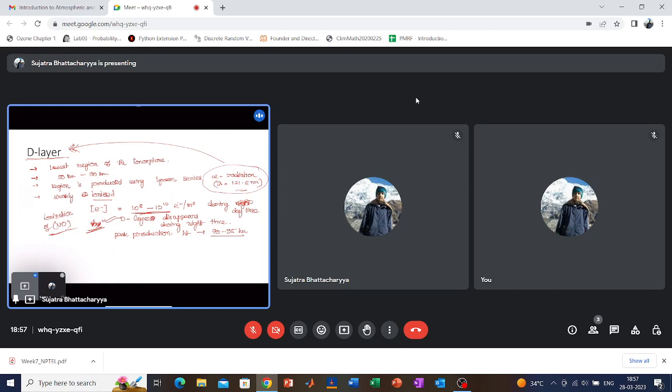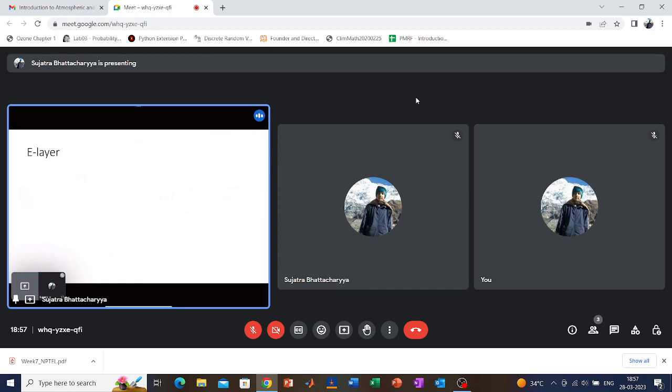Fine. So this is the full-fledged concept of the D layer, whatever we have discussed, and also this extra thing which I have shown. Next is the E layer, or the E region.